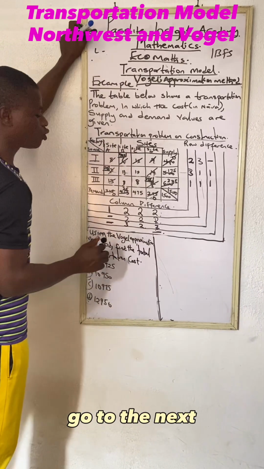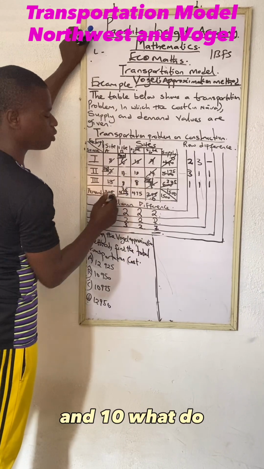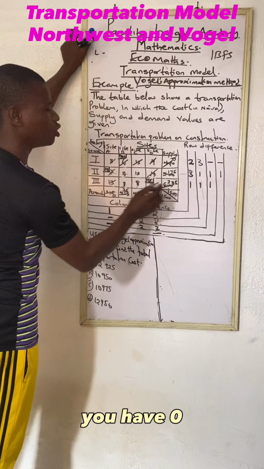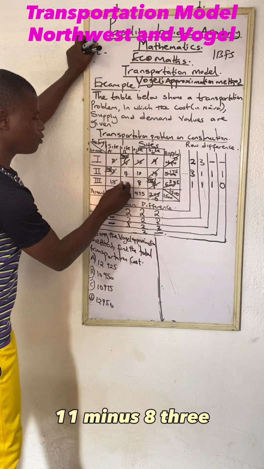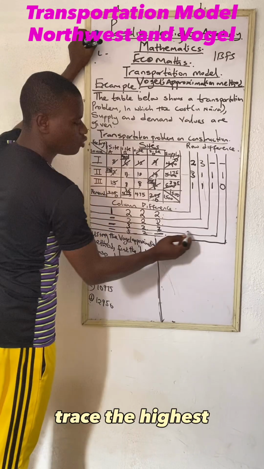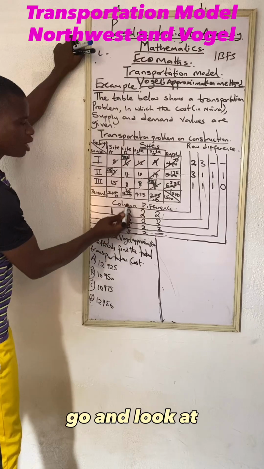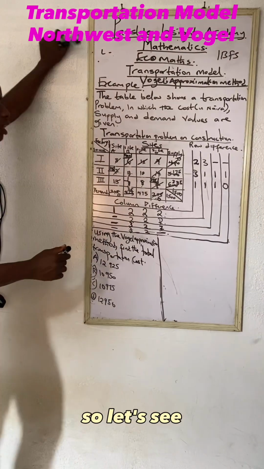So let's go to the next one, the one we are having now. Between here, 11 and 10, what do you have? 1. The one up here has been cancelled. 8 and 8, what do you have? 0. Come down. 10 minus 8, 2. 11 minus 8, 3. This place is cancelled. So let's look at the highest number. Trace the highest number. The highest number is 3. You just go and look at the smallest number between 8 and 11, so that is 8. So this is 8. So let's see now.